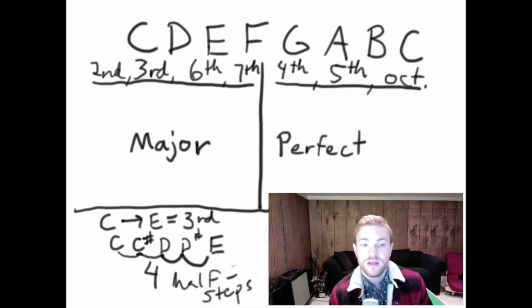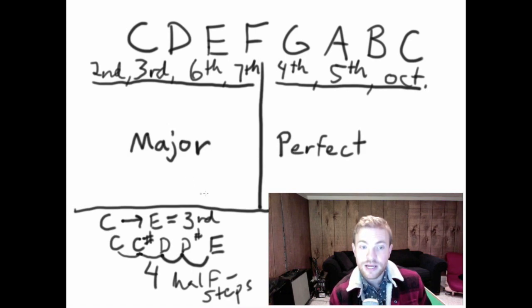Okay? So you can do this with any one of the intervals of the scale. You could basically look at the second and you could define that as the interval that has 2 alphabetical steps in it and X number of half steps in it. It happens to be 2 half steps, right? And we could go through and define the number of half steps in a perfect fourth, a perfect fifth, a perfect octave, and a major second, a major third, a major sixth, and a major seventh, right?